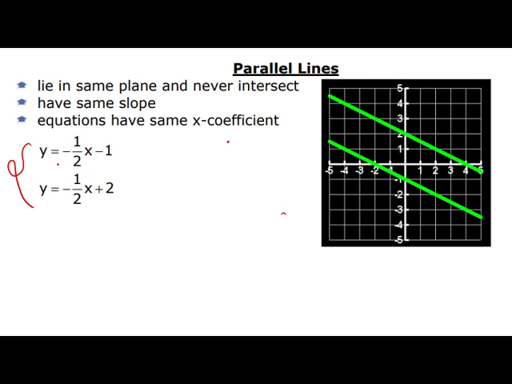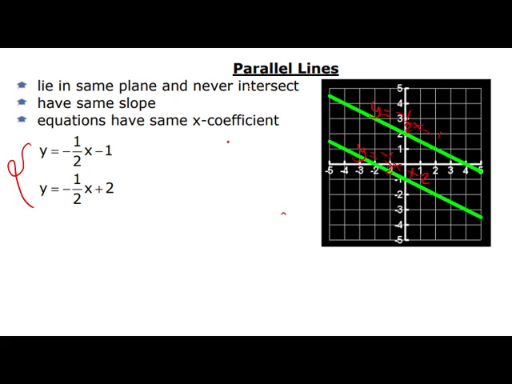Ito yung dalawang example natin. y is equal to negative 1 half x minus 1 and y is equal to negative 1 half x plus 2. So, kung gagraph natin ng dalawang yan, ito yung y is equal to negative 1 half x minus 1. Ito naman yung y is equal to negative 1 half x plus 2. Ano yung una yung mapapansin sa kanila?